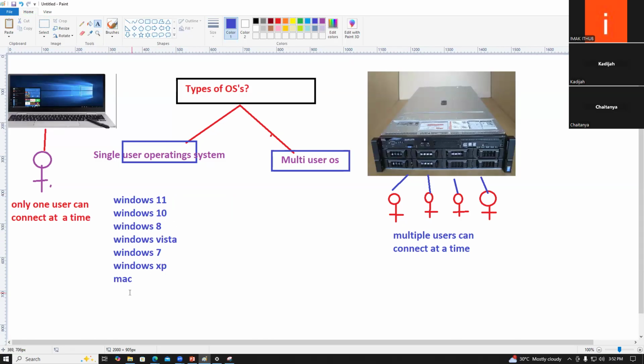Who created this Windows OS? Who invented, who developed this Windows OS? The hardware is developed by Samsung. So which hardware are you using? Samsung hardware. So that hardware is created by the Samsung company, but the OS is different, right? So which company introduced Windows OS? Microsoft. Very good.